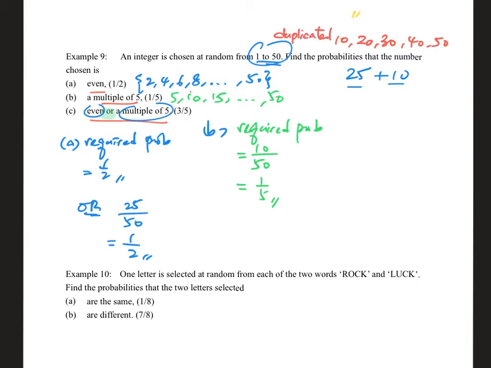So as a result, when you add 25 and 10 together, actually you count these 5 numbers twice. As a result, we need to minus 5 finally to get the answer for part C.